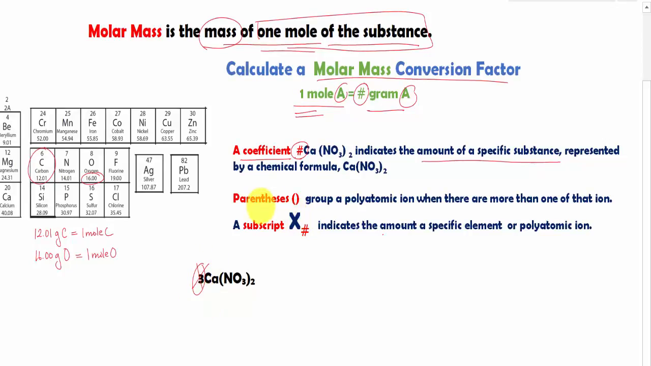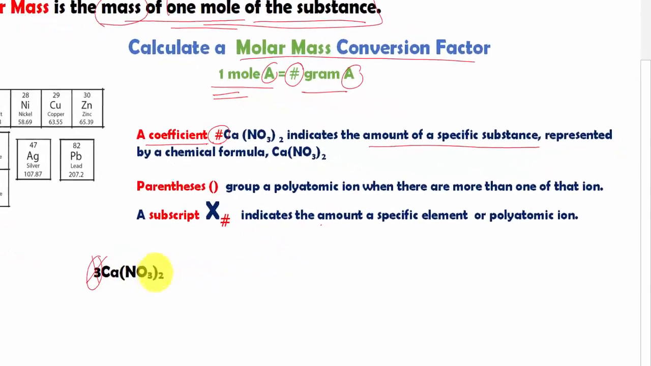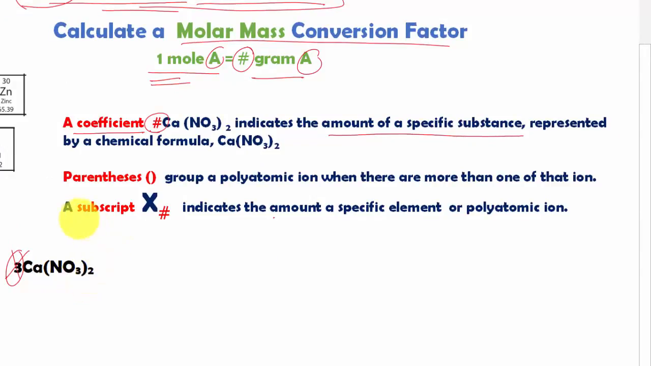But then we have the parentheses. In this case, we have that group NO3. And then we have the subscript, that subscript 2, 3, and so on. That subscript indicates the specific amount of an element or a polyatomic ion. For instance, if we look at the 3, that tells you there are 3 of O. But what about the Ca and the N? They don't have any subscript, so we know it's just going to be a 1. But what about this 2 right here? That 2 represents there are 2 of NO3.